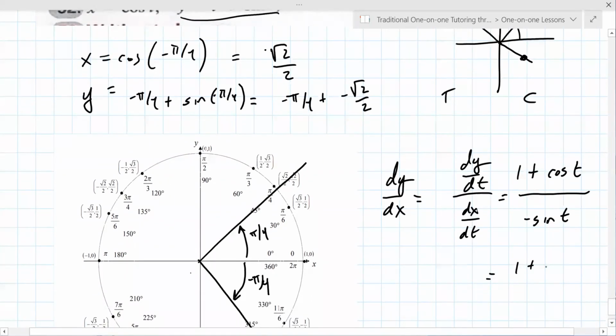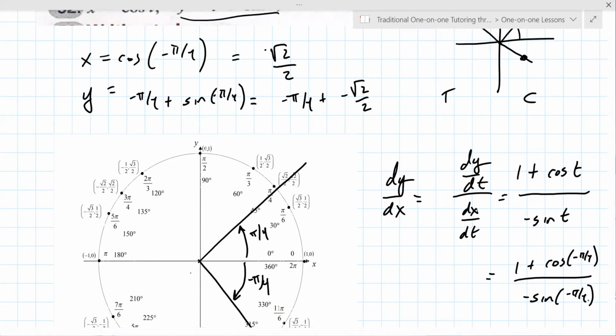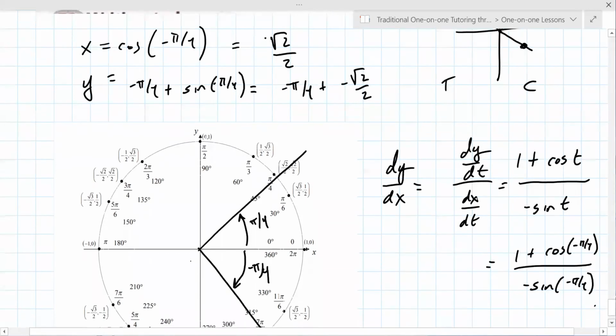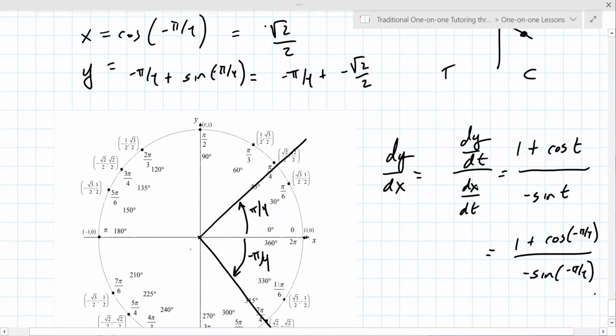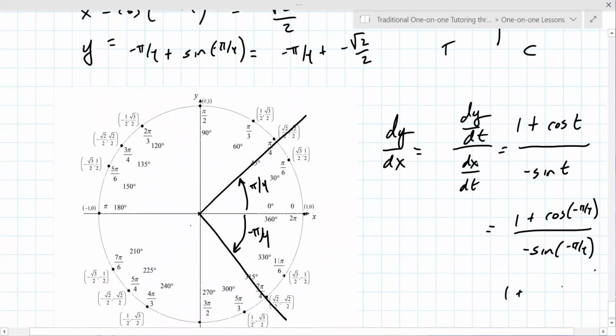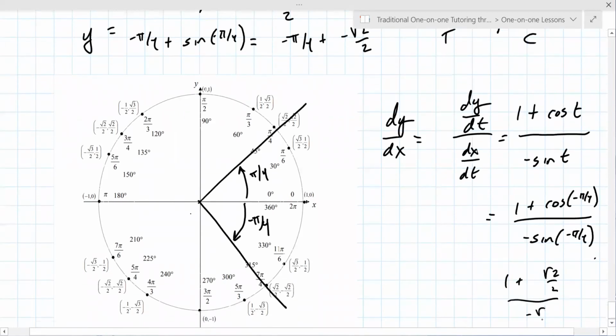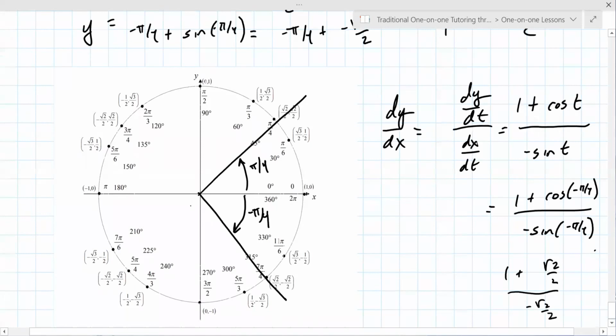So you got 1 plus cosine of minus pi over 4 over minus sine of minus pi over 4. And that's 1 plus root 2 over 2 over negative root 2 over 2. No, positive because it's a negative. Wouldn't it be positive root 2 over 2 because it's the negative pi over 4? Yes, it becomes positive.